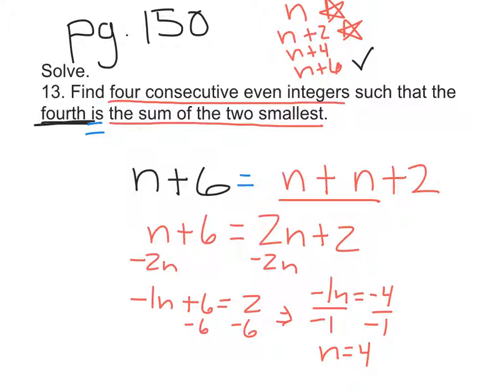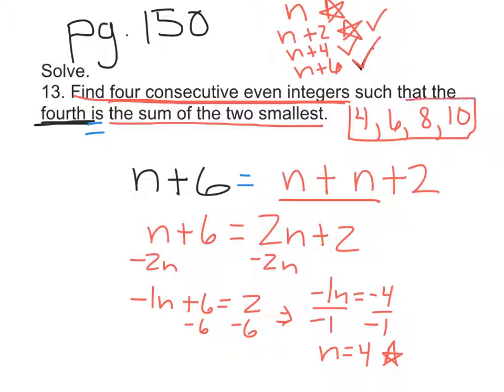And remember, up here it says find four consecutive even integers. I figured out n is the first one. So up here I'm going to start making a list. Then I know they're even, so up here it says to add 2, and I get 6. Up here it says to add 4 to n, and I get 8, and then here it says to add 6 to n, and I get 10. So these are my four consecutive even integers that I am looking for.